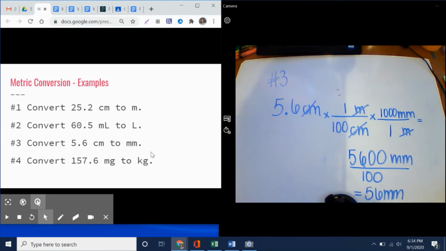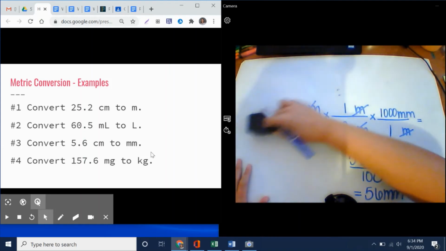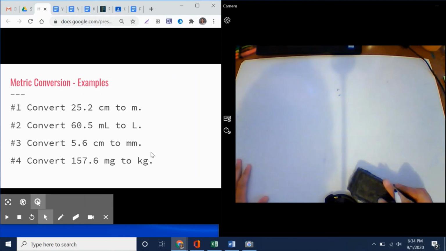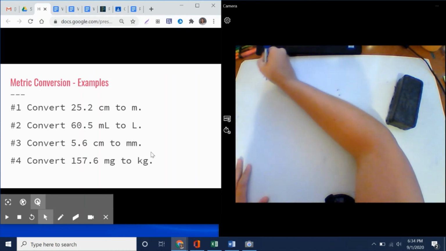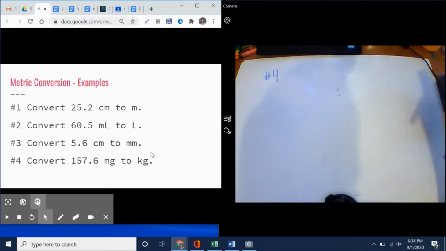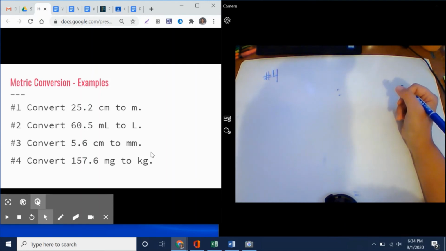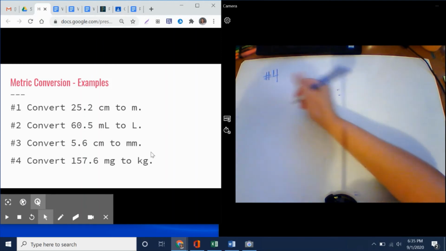Now, if you want to try number 4 on your own, go ahead and pause that video, try it, and then hit play, and we'll see how you did. For number 4, you'll actually notice that, again, we have 2 prefixes. We're going to go from milligrams to kilograms. So if we have 2 prefixes in there, we're going to have to take a pit stop at just grams.